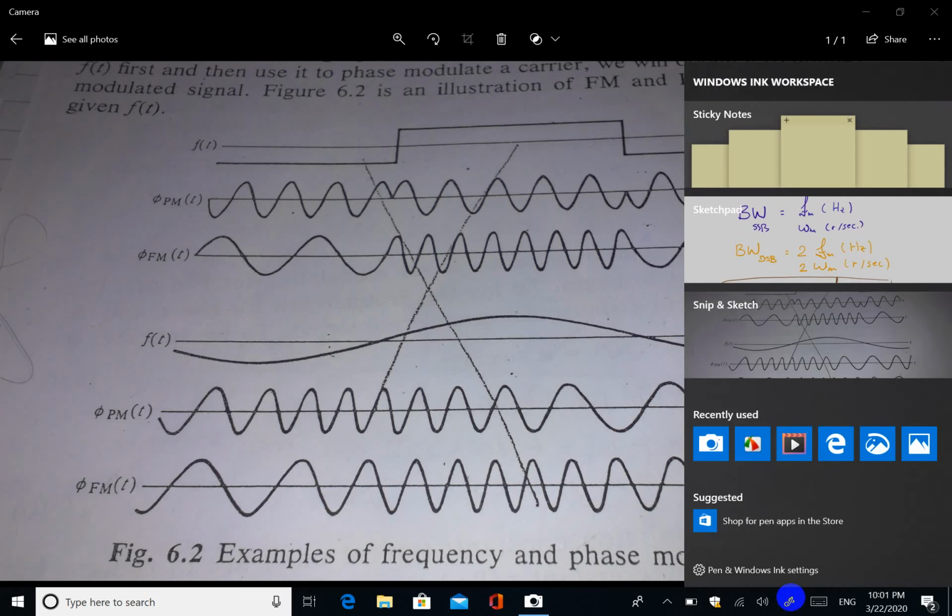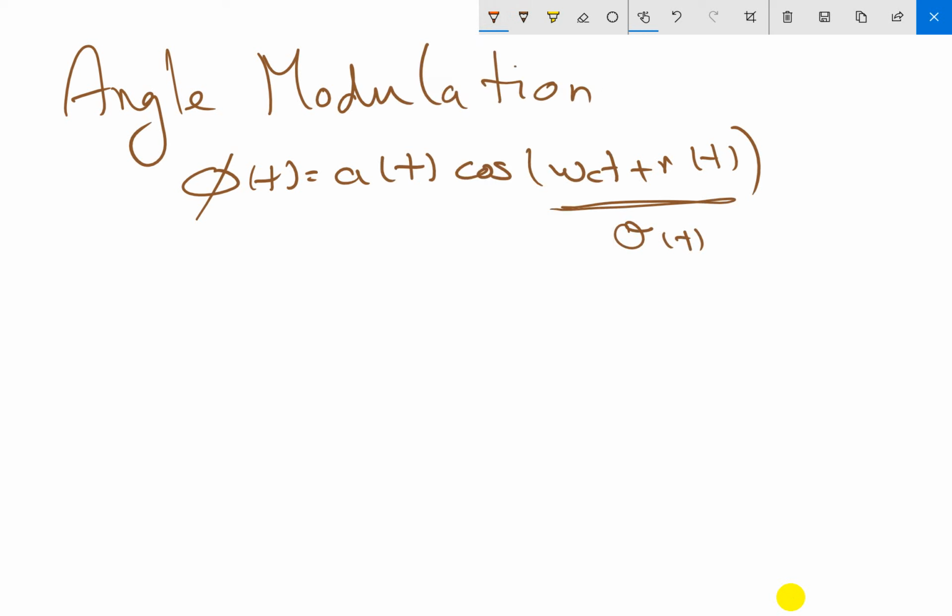زين، أو مرات نقول هذا الترم نختصره بثيتا اوف تي. انتبهوا عليه، هذا هو general formula. ال A of t represent the amplitude of the modulated signal. ال omega c, as you know, the carrier of the modulated signal, and r of t represent phase and frequency of the modulated signal.